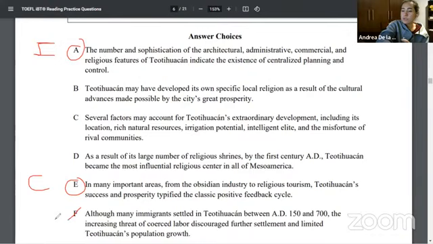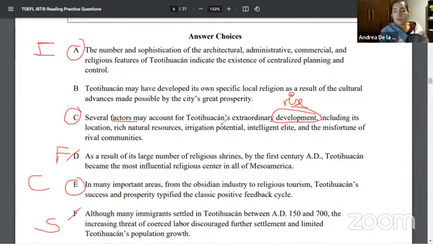Option F, too specific. Option D, false information. Option C is just a good summary. Let's just admit that option C is just a great summary of everything that was mentioned, because it says several factors may account for Teotihuacan's extraordinary development. Look at this keyword here. Development, rise, the same. Factors that account for Teotihuacan's development. If you guys think about it, the entire passage was focusing on the factors, right? Including its location, natural resources, irrigation, the elite, rival communities.